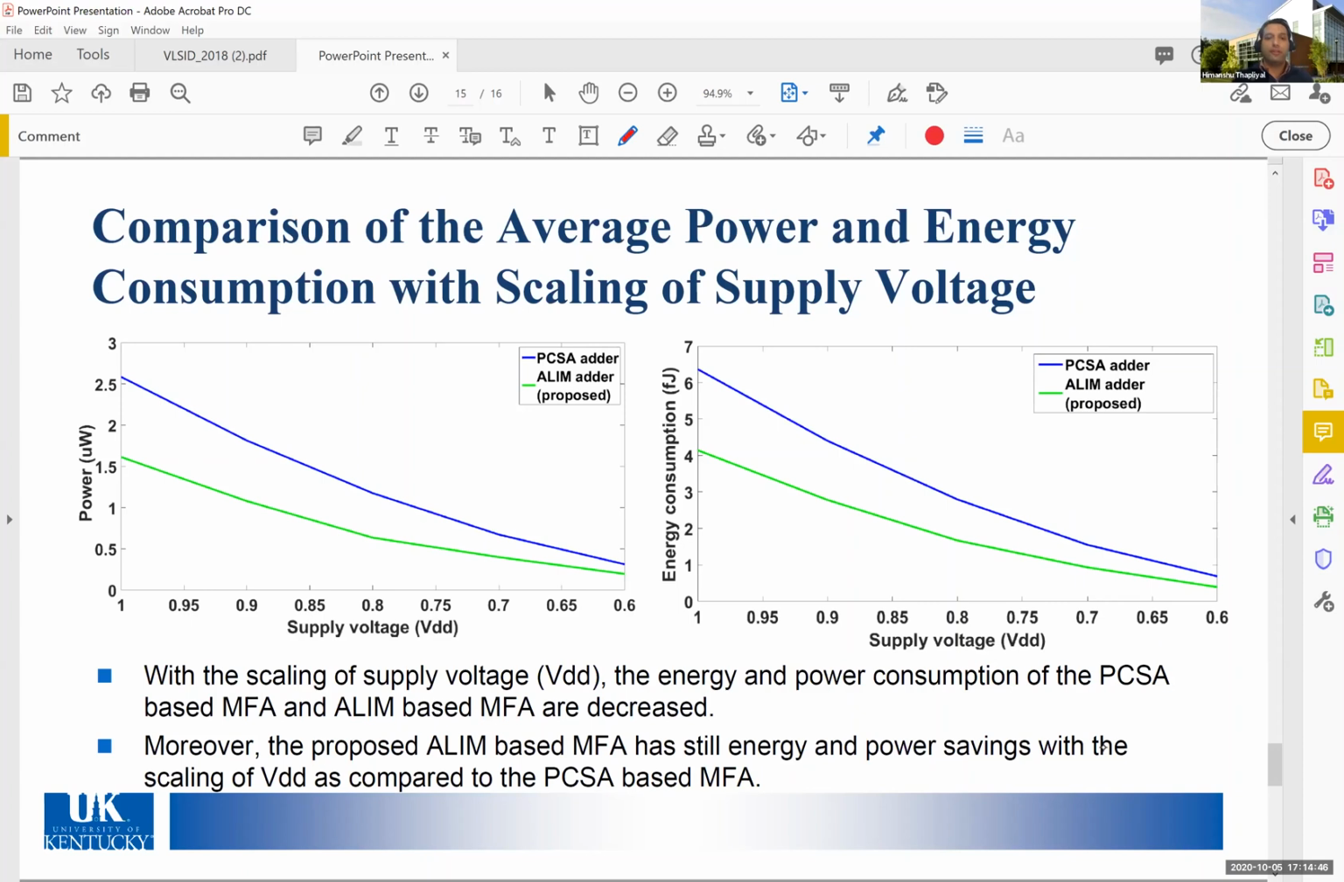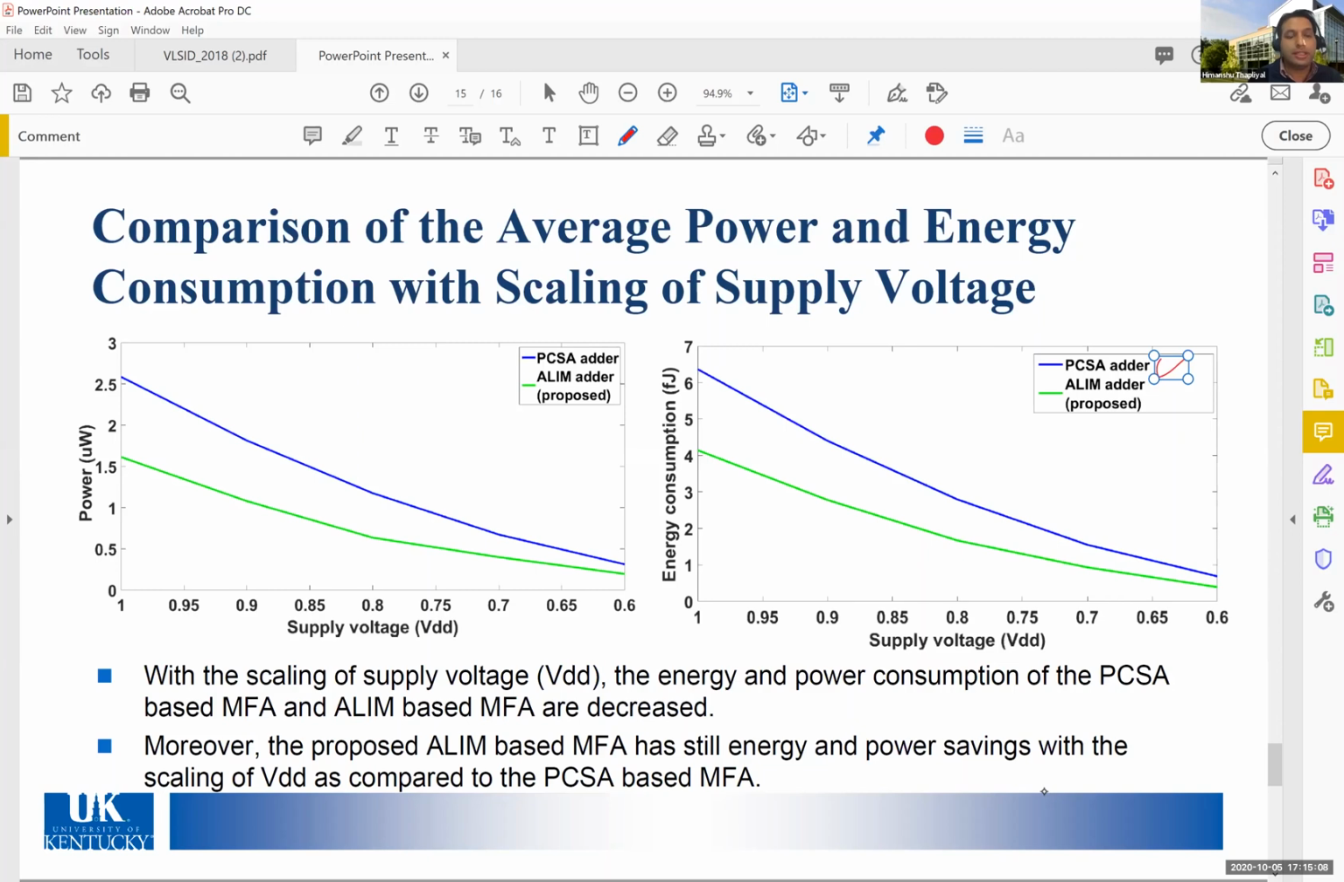So this is an illustrative example where we have scaled down the supply voltages, and as you can see from here, even when you scale down your supply voltages, our circuit still works reliably. Moreover, you can think in this case that our ALIM architecture is again low power as well as energy efficient compared to the PCSA adder design.